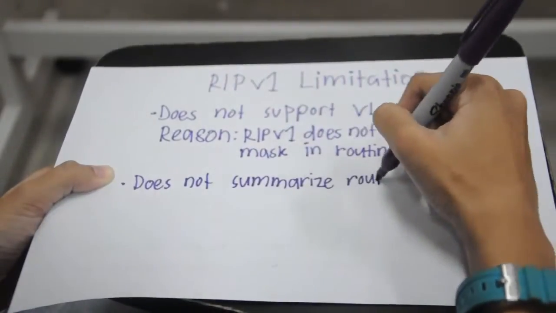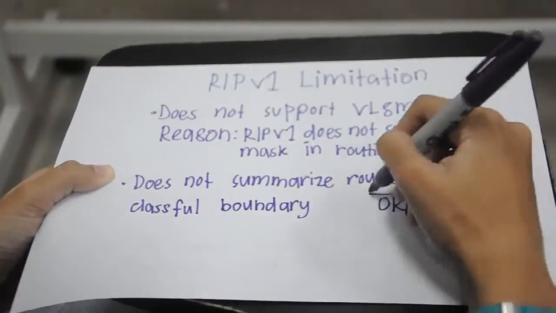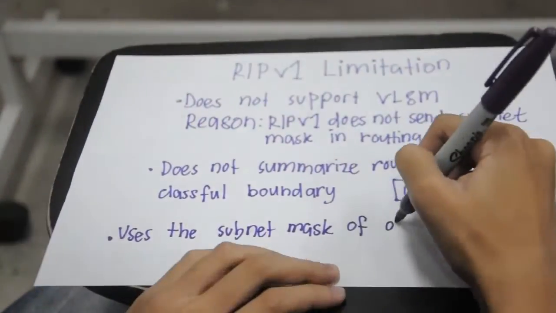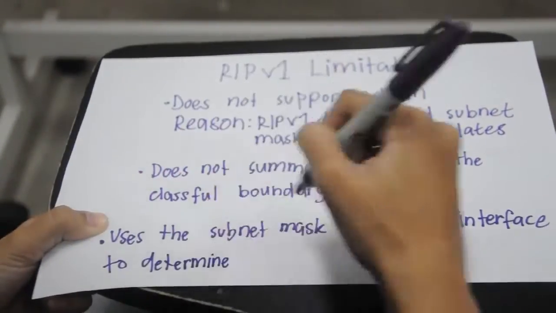RIP 1 does not support VLSM because RIP 1 does not send the subnet mask in routing updates. It does not summarize routes to the classful boundary, or use the subnet mask of the outgoing interface to determine which subnets to advertise.